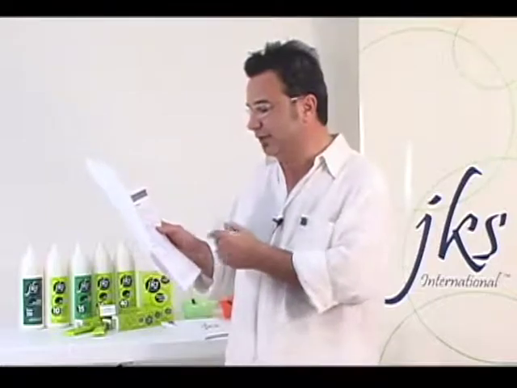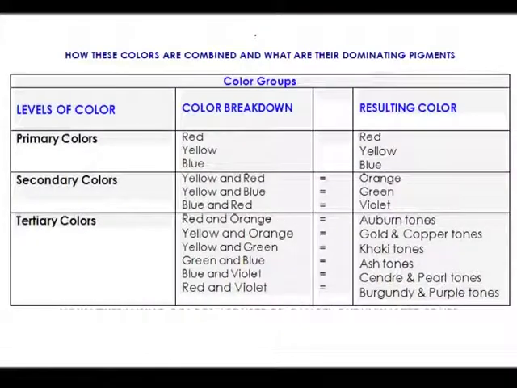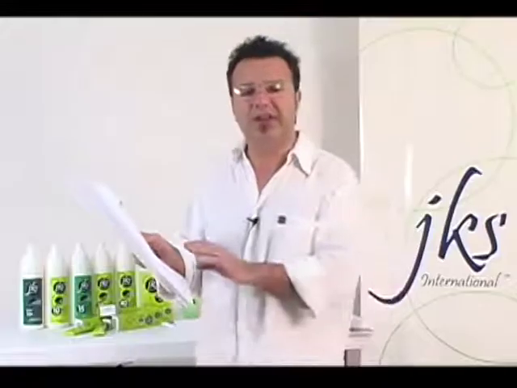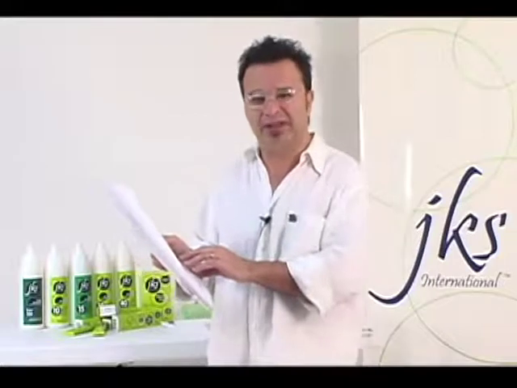But on this page in the middle, we talk about primary colors, secondary colors, and tertiary colors. It is important for you to know when you say primary and secondary tones. And at the bottom of that page, how neutralizing colors are used to cancel out the unwanted tones. Now, this is an example, such as blue versus orange, violet versus yellow, and so forth. But again, this is a very small example.